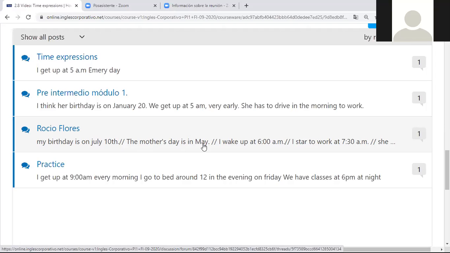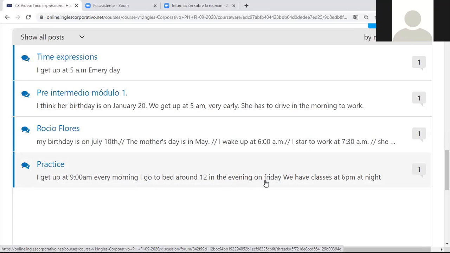Los meses del año se usan con la preposición in. I wake up at 6. I start to work at 7. Specific time? At. I get up at 9 a.m. Good. No me han puesto el nombre acá, pero es de nuestro grupo, ¿verdad? Every morning. Aquí nos falta un punto. It says, I go to bed around 12 in the evening. In the evening, la noche.